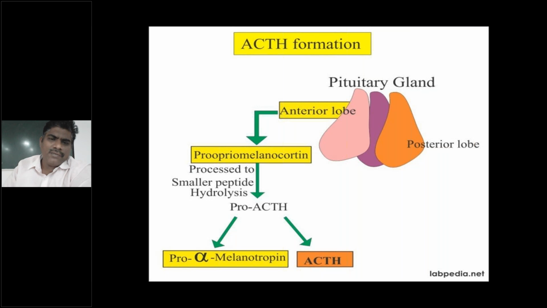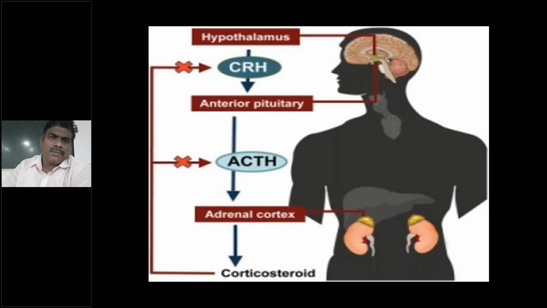So this adrenocorticotropic hormone and the pro alpha melanotropic hormones are released from the anterior lobe, and pro-opiomelanocortin is a hormone released from the anterior pituitary. These hormones are processed into small peptide hormones, that is pro-adrenocorticotropic hormone. From this, pro alpha melanotrophins and adrenocorticotropic hormones are synthesized, and these adrenocorticotropic hormones are released.